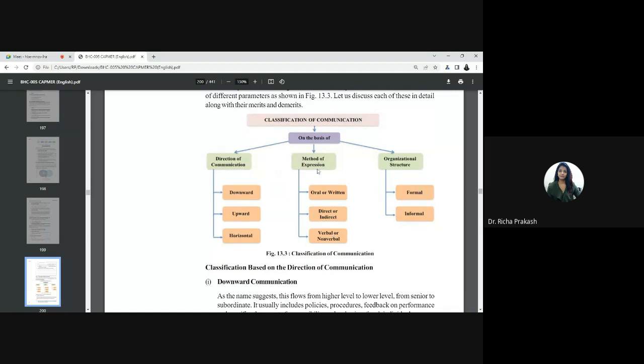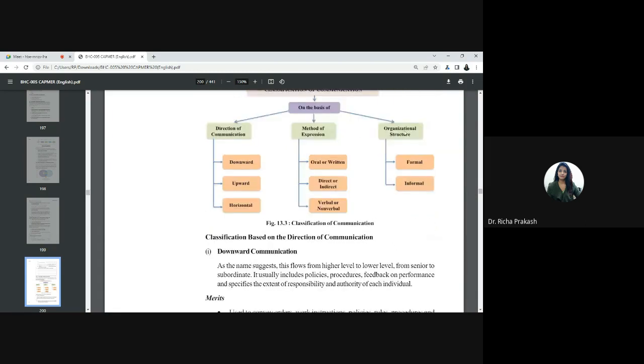On the basis of method of expression, ओरल और रिटन हो जाता है, जो मैं अभी बोल रही हूँ वो ओरल है, अगर मैं आपको व्हाट्सएप में लिख के भेजती हूँ या मेल करती हूँ वो रिटन हो जाता है। डायरेक्ट और इनडायरेक्ट, मैं अभी आपसे बात कर रही हूँ वो डायरेक्ट है। अगर आप मेरा ज्ञान दर्शन देखें या आईआरसी देखें तो वो इनडायरेक्ट हो जाता है, because I did something on the TV on Doordarshan channel and then you switched on your TV and you saw it, so that's an indirect way of communication.